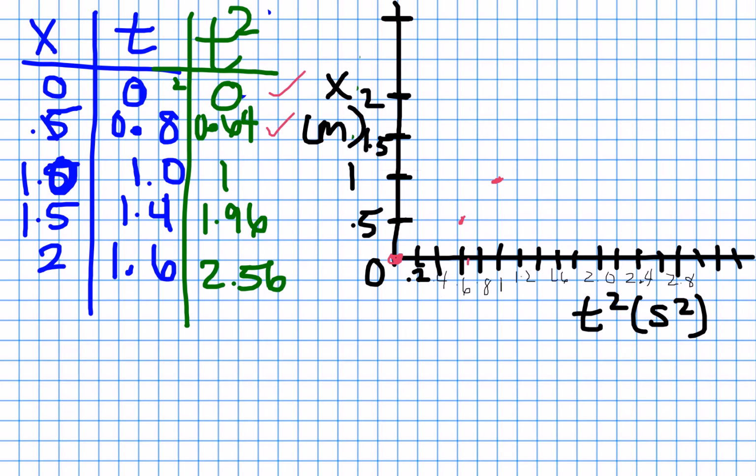Then we want to do later 1.96, which is pretty much 2, and 1.5. Then we want to do 2.56. Just close to 2.6, just at that point in the middle.